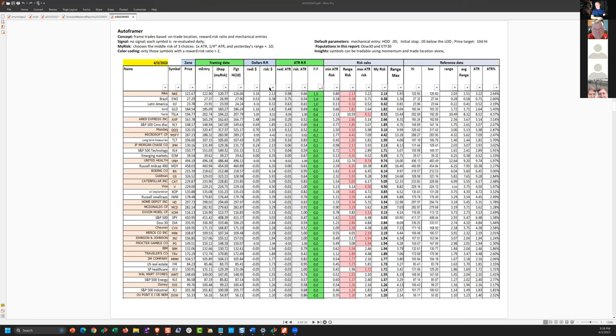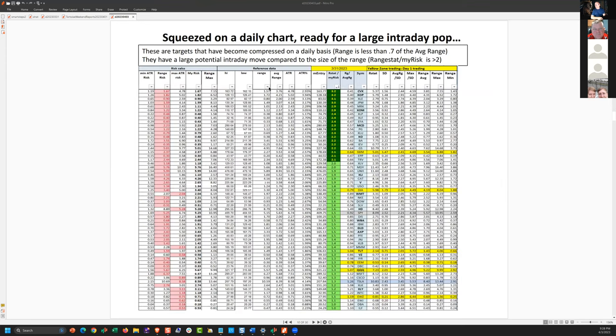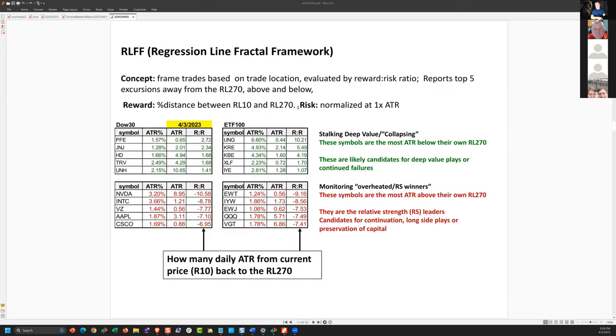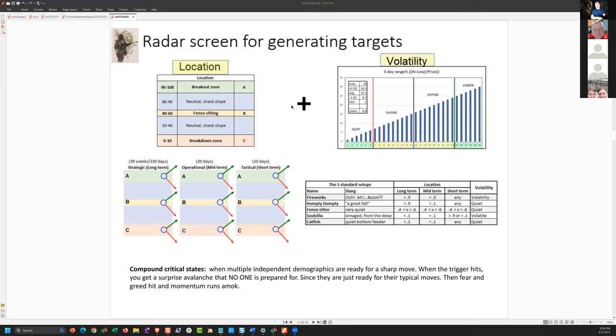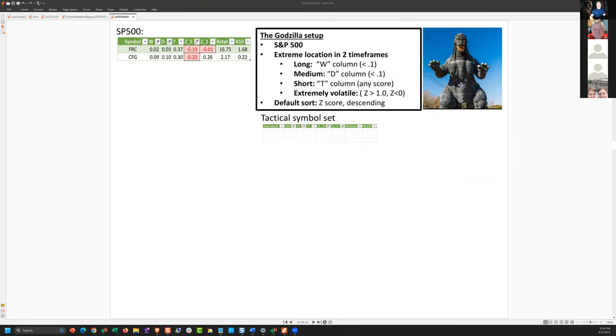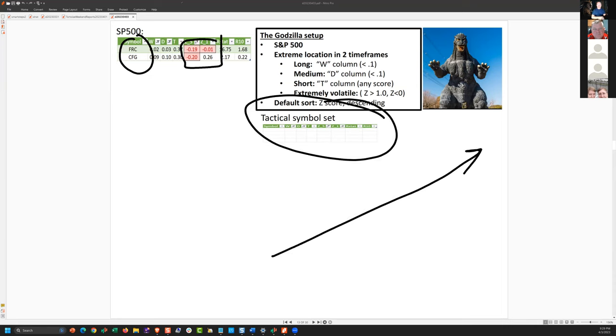Zero symbols test out for the auto framer. Quite a large number of squeezes, though, including small caps. That's an interesting proposition. Checking the Godzillas very quickly. Just a couple here in the S&P 500, and they're pretty much stealthy. And nothing in the tactical symbol set, because everything's already working.